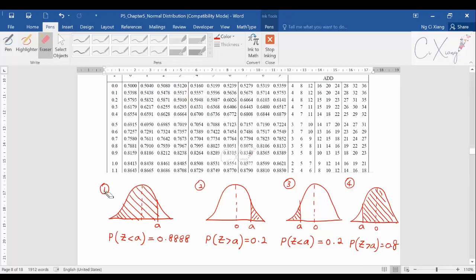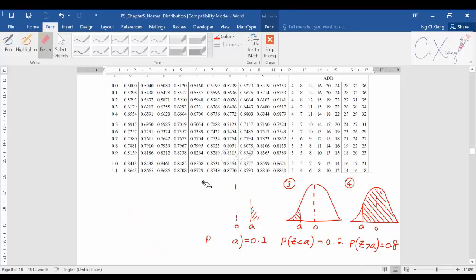Okay, alright, so now I'm going to start with the discussion. How are we going to solve all the questions for these four types?